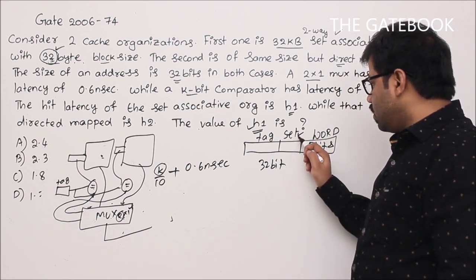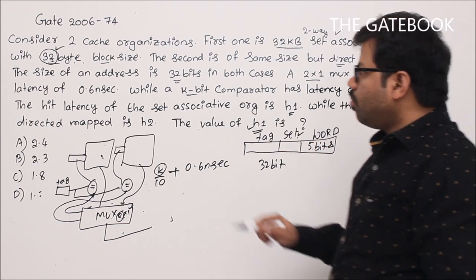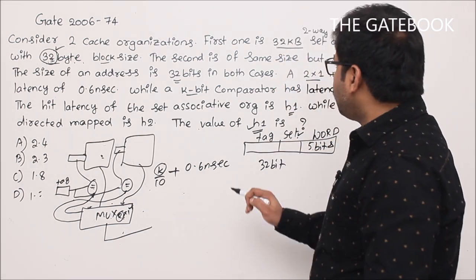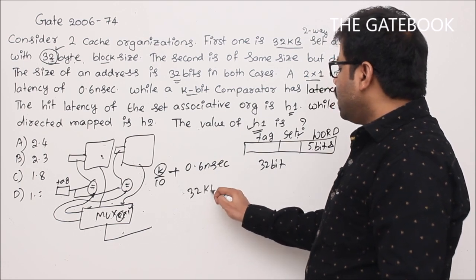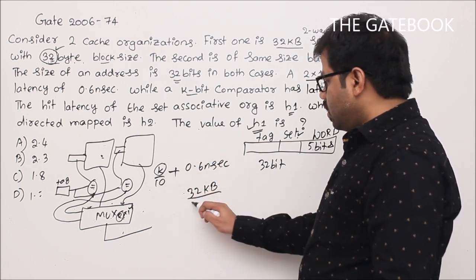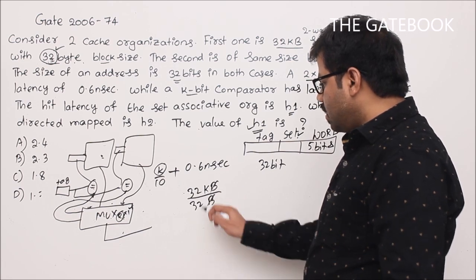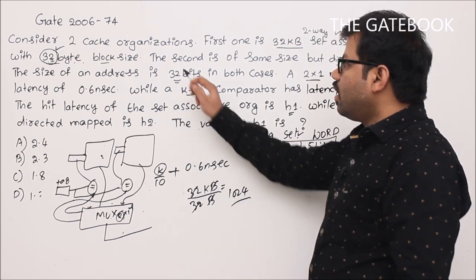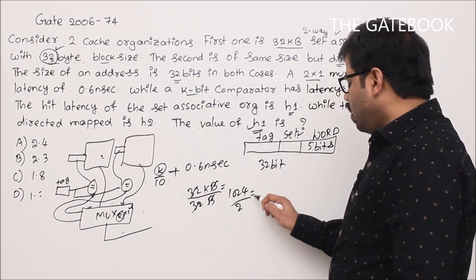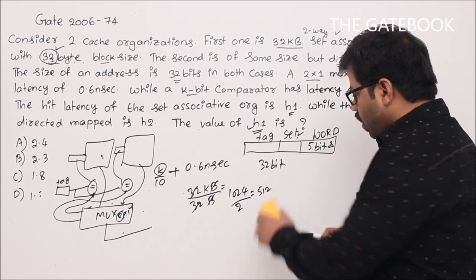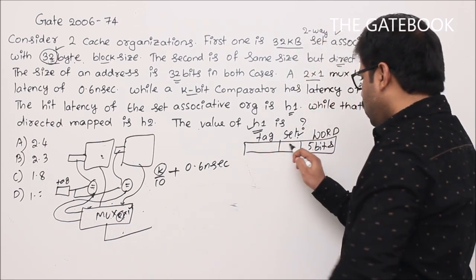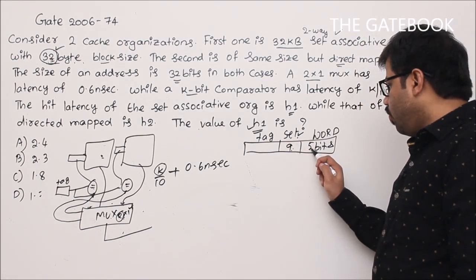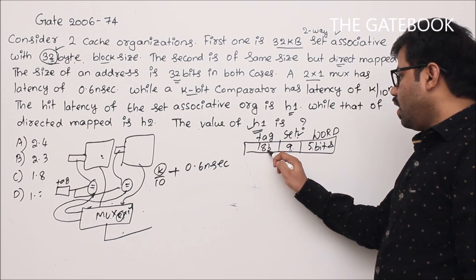Now set offset. Set offset depends on the number of sets. How many sets do we have? To understand that, we should find out the number of cache blocks. Cache blocks equal the size of the cache divided by block size 32 bytes. So bytes get cancelled, 32 cancels, 1K. So 1024 blocks, but each set contains 2 blocks. The number of sets is 1024 by 2, which is 512, right? 512 sets can be indexed by 9 bits. 9 plus 5 is 14, then the remaining tag bits are 18 bits.